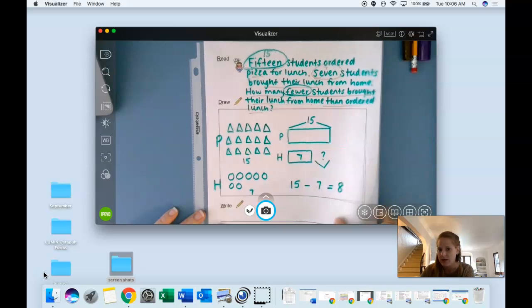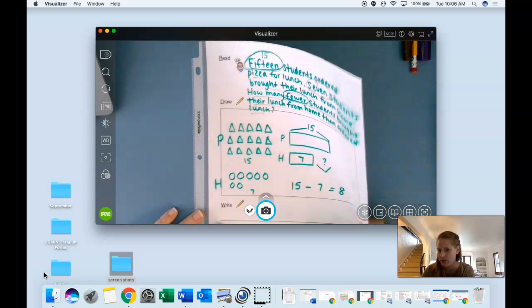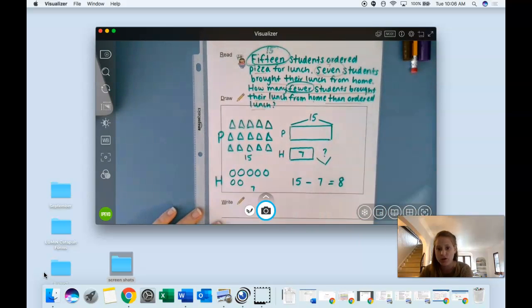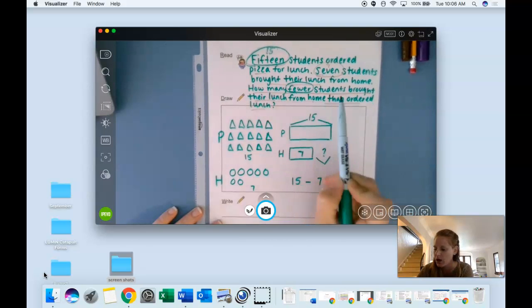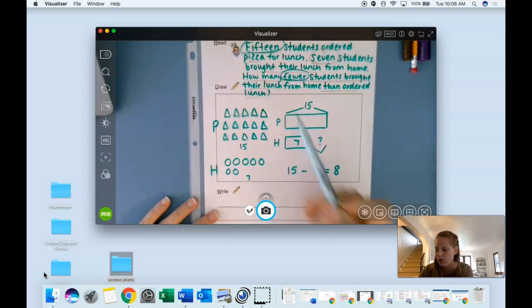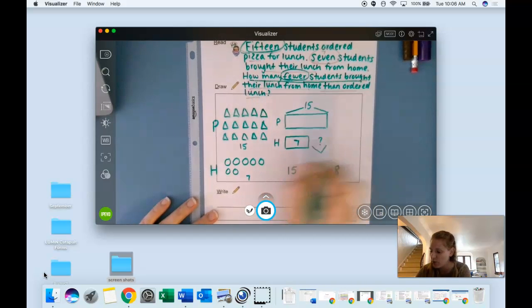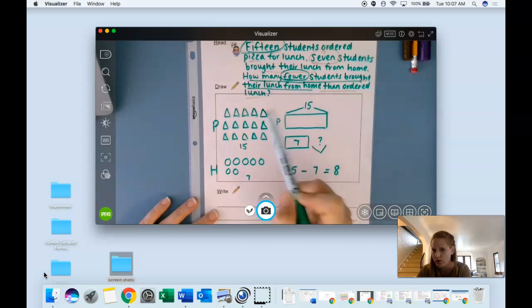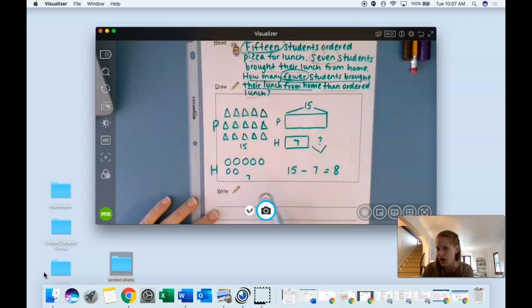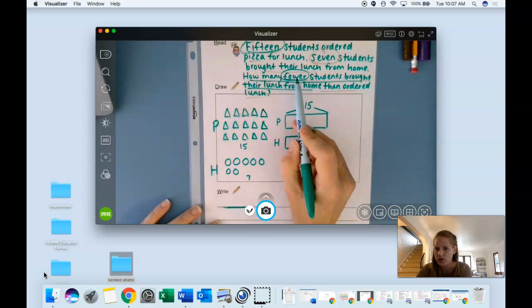Okay, friends, our last step is to write our answer in a sentence. Let's go back to our question, which you did. This was really great, to think about how we should start our word sentence. Our question asks how many fewer students brought their lunch from home than ordered their lunch. There's a lot of words in that question, friends, so I'm going to start us off with a sentence frame.